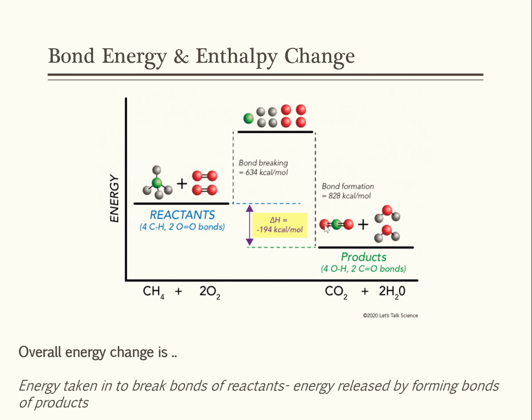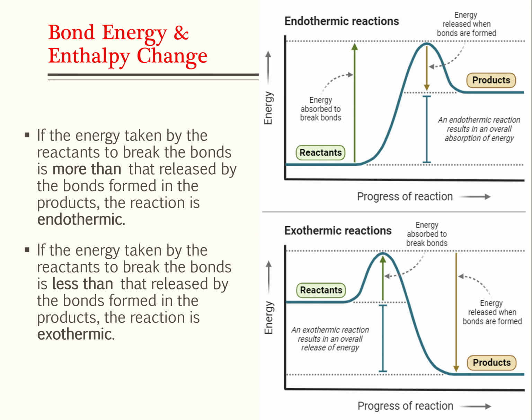Now let us see how we can do that from the definition point of view. In an endothermic reaction, we say that the energy taken in to break the bonds in the reactant is higher than the energy released when bonds are formed in the product. The difference in the value is very clear. Oppositely, in the exothermic reaction, the energy taken in to break bonds in the reactants is less than the energy released when bonds are formed in the product, making the delta H value negative, and the reaction becoming exothermic.